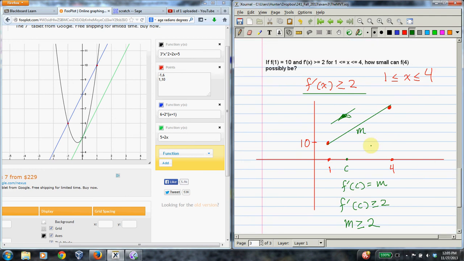That means that the smallest m could possibly be is 2, so that's going to give you your smallest value, right? So let's suppose now m actually is 2, then what is this point going to be? Every time we go over by 1, we're going to go up by 2 because the slope is 2. So we go over by 1, that'll be 12, and this will be the point 2. And at 3, we're going to be 14, and at 4, we're going to go up to 16. So the smallest this can possibly be is 16.